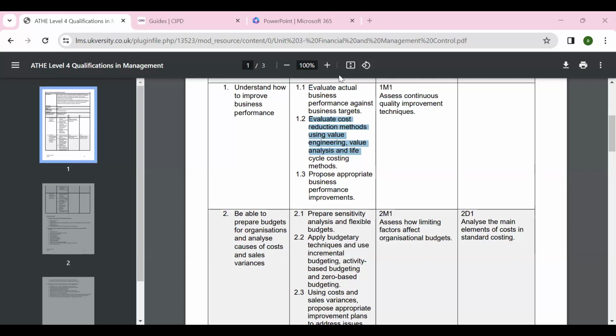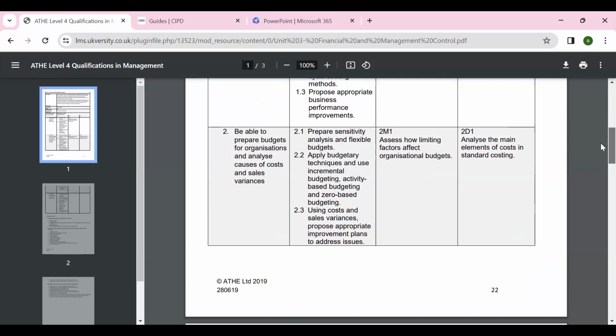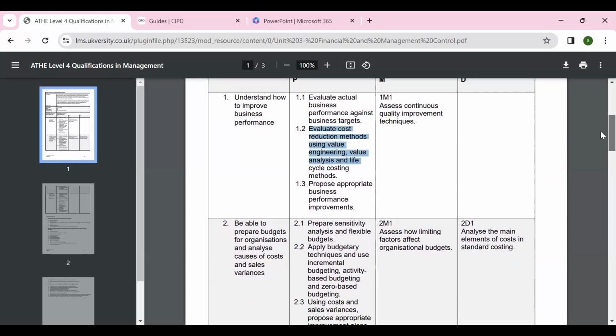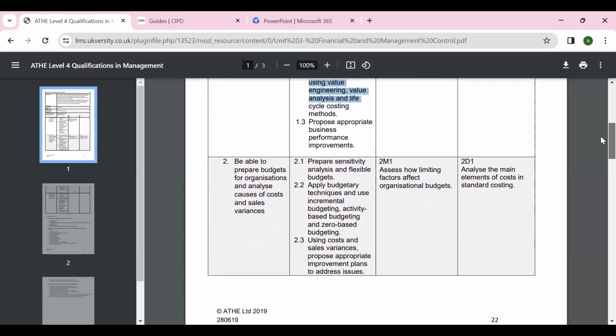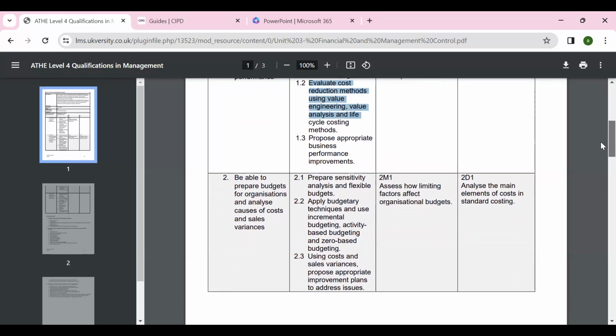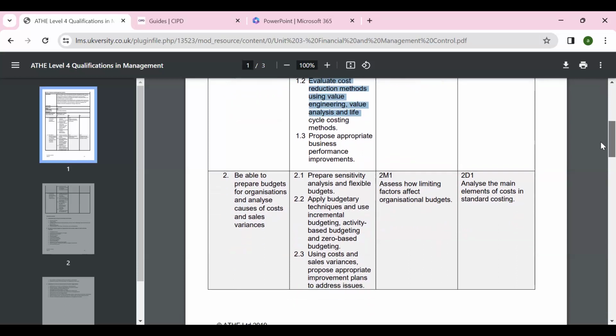Assess continuous quality improvement, like TQM, total quality management, and continuous improvement, carry on reflecting. That will be our lesson one. Each lesson will go through one learning outcome, and our lessons are normally designed according to assessment criteria 1.1, 1.2, 1.3. M is a merit criterion, and it's always good to work towards distinction or merit and be able to prepare the budget.